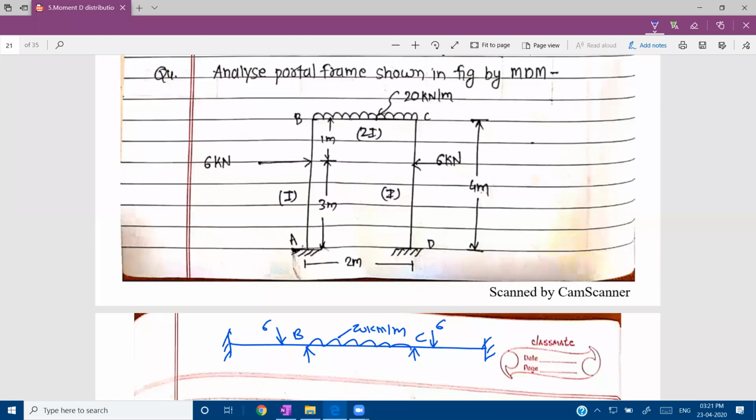If you just open this support A and support this column AB and column CD, this entire beam will look like this. That means this will be 4 meter, this will be 2 meter, this will be 4 meter, and this is 1 meter, this is 3 meter, this is 1 meter, this is 3 meter. So these two problems are equivalent now. And additionally, this moment of inertia is 1I, this is 1I, and this is 2I.